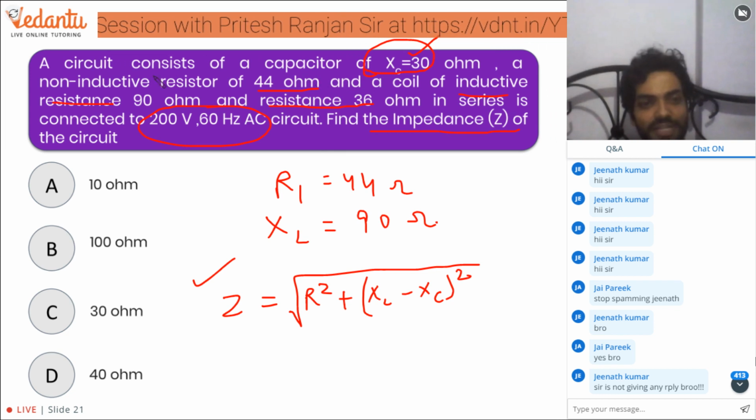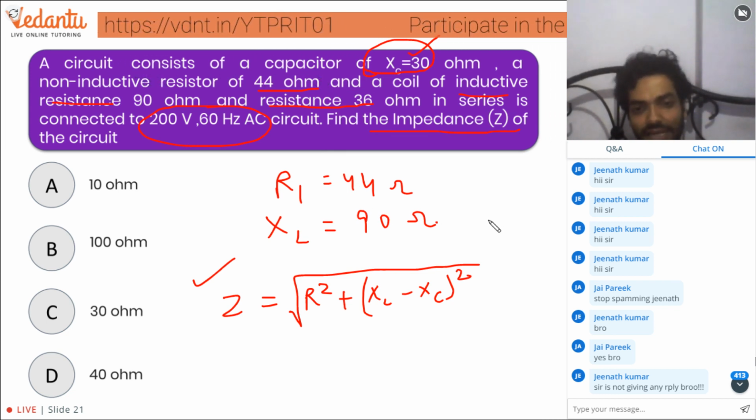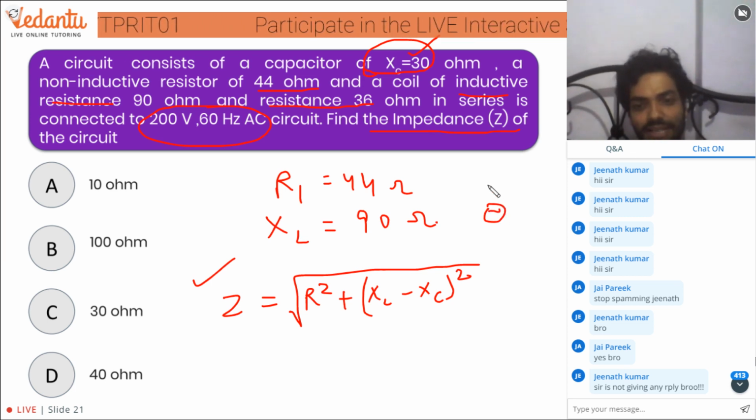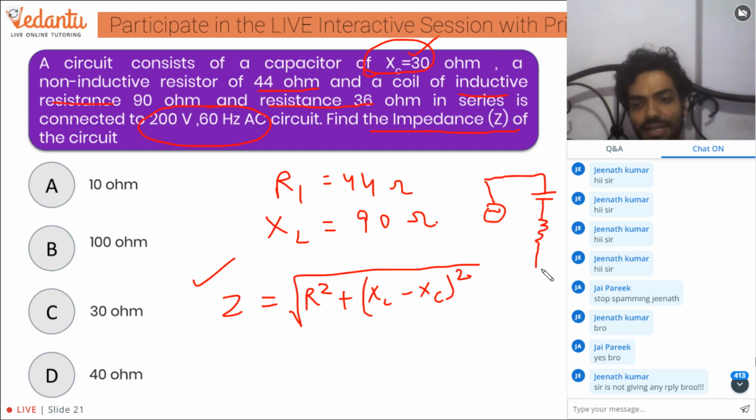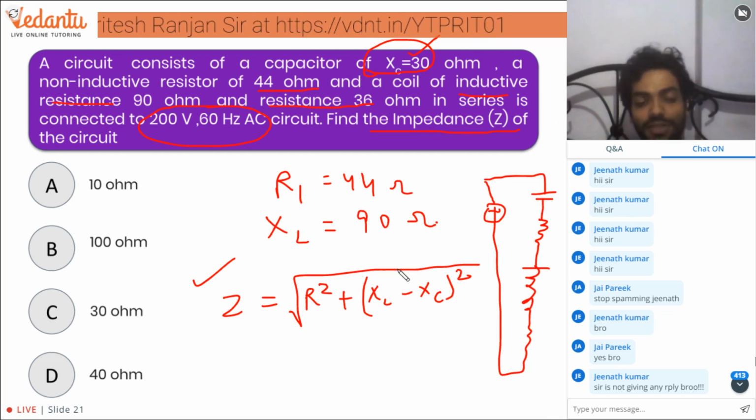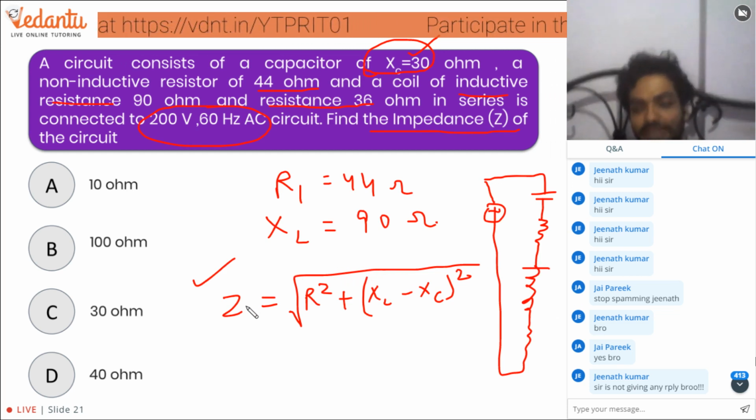So here it's mentioned that a circuit is connected to a capacitor. So let us try to frame the circuit. So this is an AC source. The circuit is connected to a capacitor, an inductive coil of inductive reactance 90 ohm, and a resistance in series. So basically two resistances are there. One is a capacitor connected to a resistor, then an inductor, and again a resistor. So basically we need to find out the value of impedance.